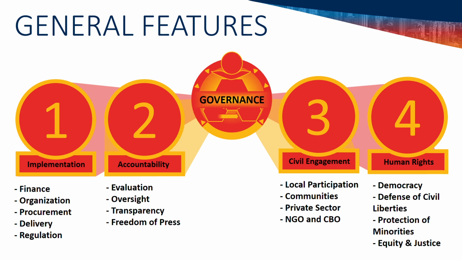Oftentimes this occurs through contracting and bidding, and so we also have to engage in an implementation of a regulatory structure that ensures that that vision and mandate that the governance structure sets up is carried through to meet its expectations. The second part of governance is accountability.